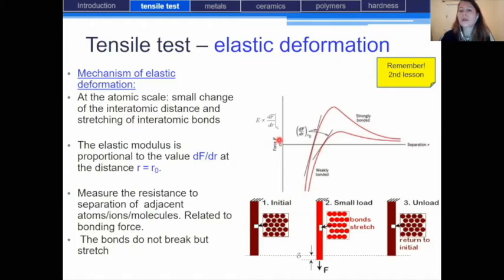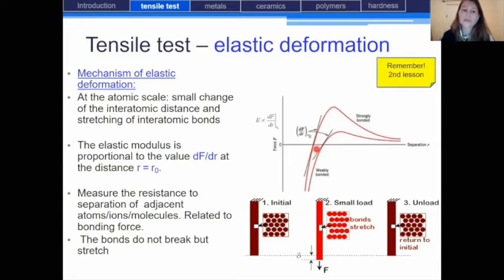And so, for example, if I represent the evolution of the force as a function of separation for two materials, as you can see on this graph, I will be able to say that the material that will have the higher elastic modulus will be the one that has the tangent with the highest slope at the interatomic distance of equilibrium.